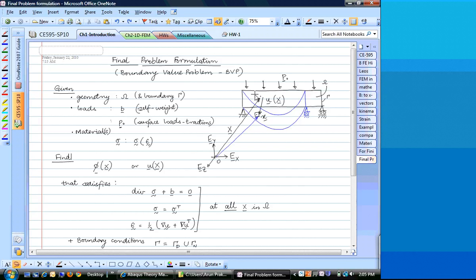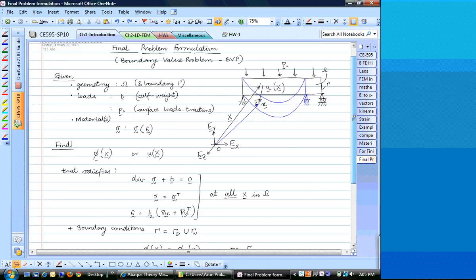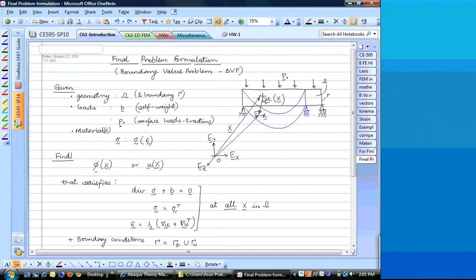Okay, so once you have these given things, and let's say somehow you have done some experiments and you've also found out the relationship between stress and strain, that is your material model, then the final problem is to find phi or equivalently u. If you tell me the map, I can find the displacement. If you tell me the displacement, I can find the map. And this map, keep in mind, is the map of where the big X goes to in the final configuration, to the small x.